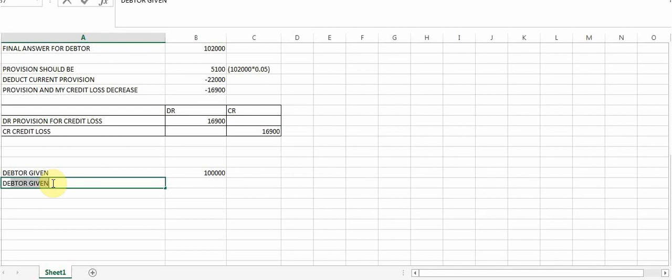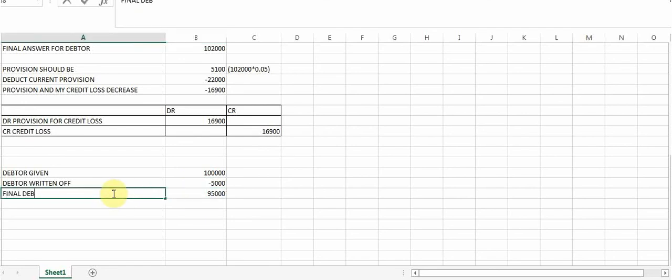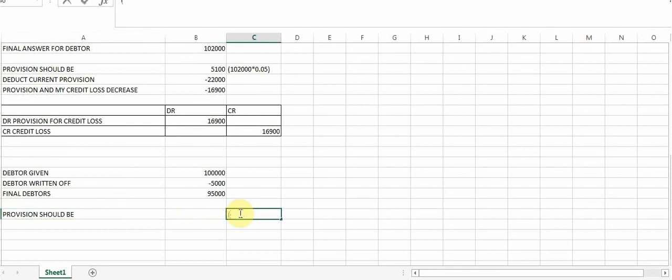Then debtor written off. So you can literally study this layout. It works perfectly every time. Debtor written off was 5,000. That should leave you with what, 95,000? If my math is not too horrible. Then what the provision should be, of course, is the 95,000 times this percentage given of 10%. That should be 9,500 there.